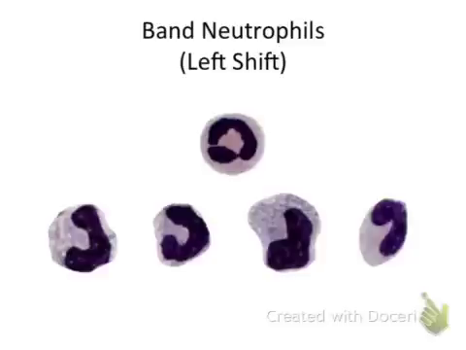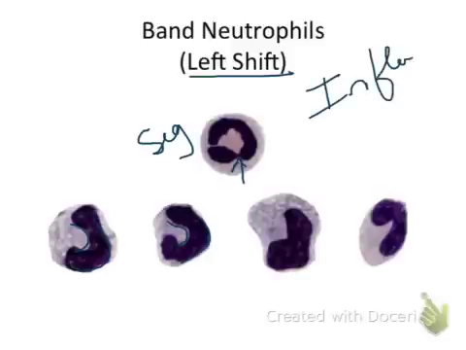Band neutrophils are one stage earlier than the mature segmented neutrophil, so segmented. The presence of band neutrophils above their reference interval is called a left shift, meaning that there is a shift towards immaturity. So compared to the segmented neutrophil, the band neutrophils have roughly parallel nuclear borders all the way around the nucleus, so there are no pinches. The most common cause of a left shift is inflammation.